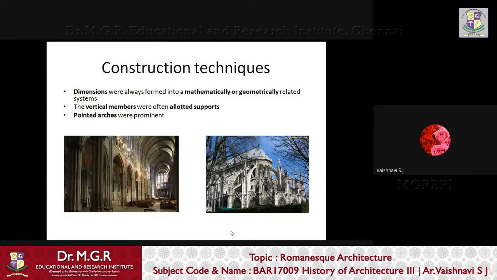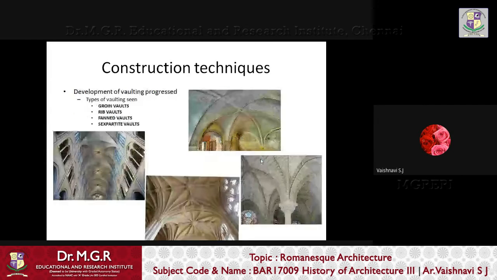They used pointed arches in all the elements like doors, windows, everything was made using pointed arches. Then vertical members were given supports, as I told, they used flying buttresses to give support. And then the next one is they tried different types of vaulting. So this is the groin vault which we saw in the video, and next a rib vault was there. So this is kind of a rib vault, and here fan vaults were given.